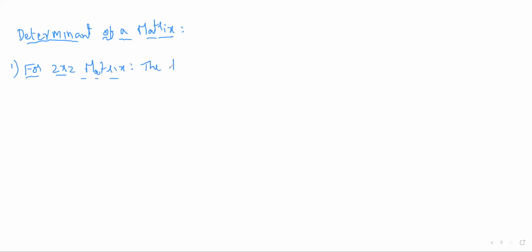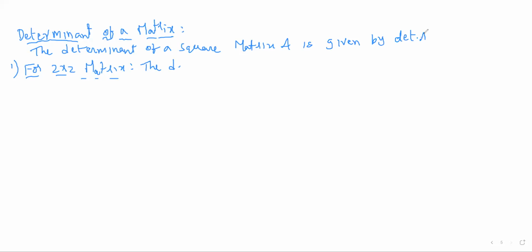The determinant of a square matrix only, a square matrix capital A, is given by det A, that is, the determinant of A. For a 2 by 2 matrix, how can we find the determinant? Let us see.